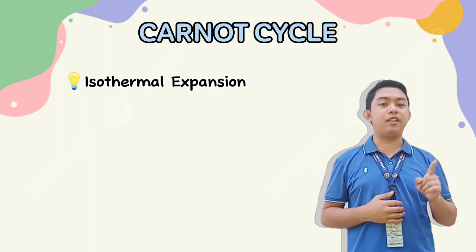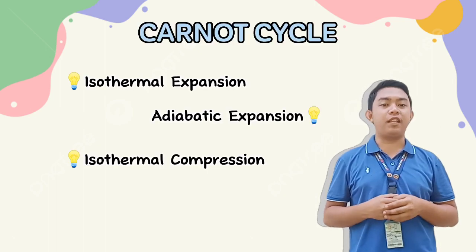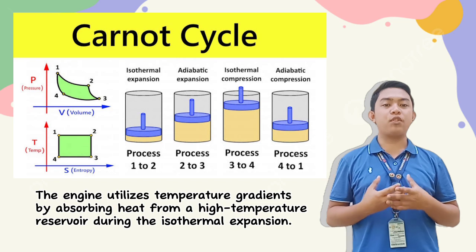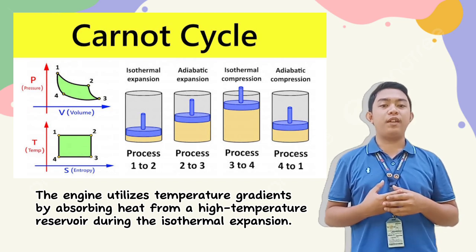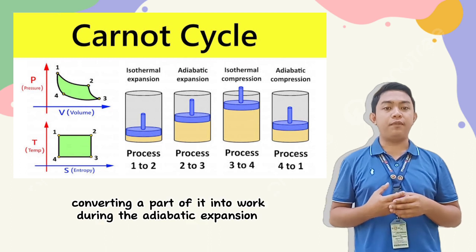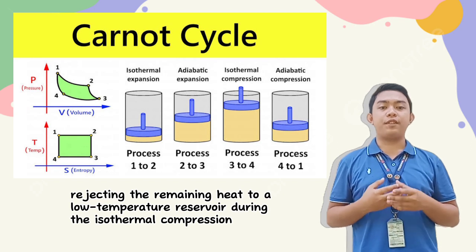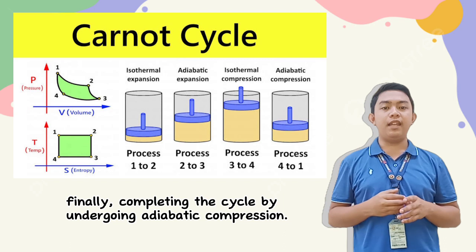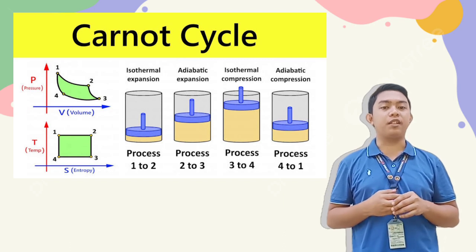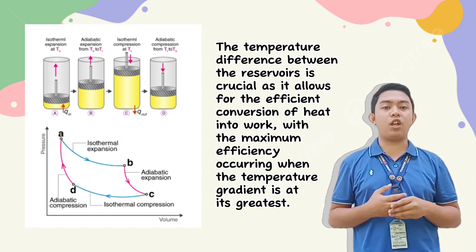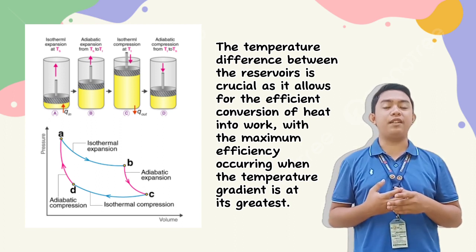Carnot engines operate through a cycle of 4 steps: isothermal expansion, adiabatic expansion, isothermal compression, and adiabatic compression. The engine utilizes temperature gradients by absorbing heat from a high temperature reservoir during the isothermal expansion, converting a part of it into work during the adiabatic expansion, rejecting the remaining heat to a low temperature reservoir during the isothermal compression, and finally, completing the cycle by undergoing adiabatic compression. The temperature difference between the reservoirs is crucial as it allows for the efficient conversion of heat into work, with the maximum efficiency occurring when the temperature gradient is at its greatest.